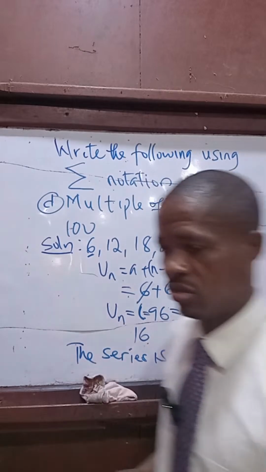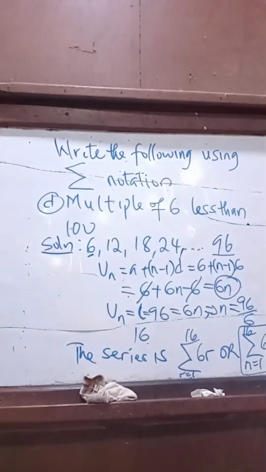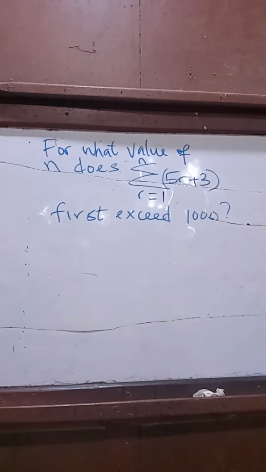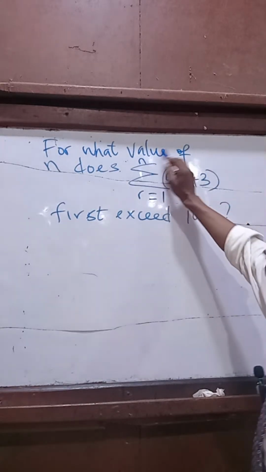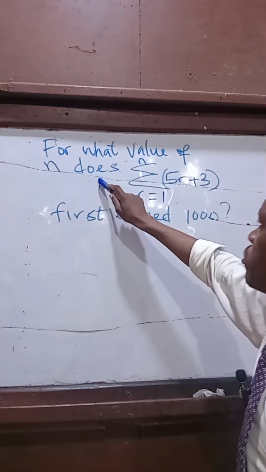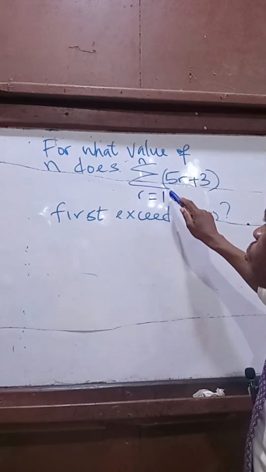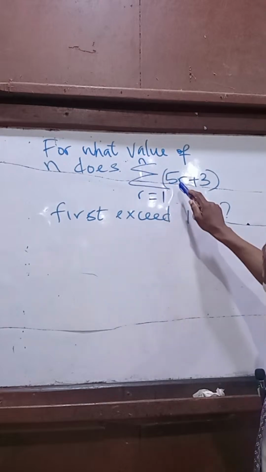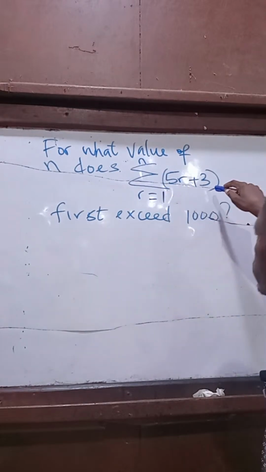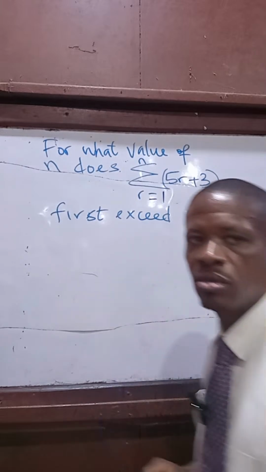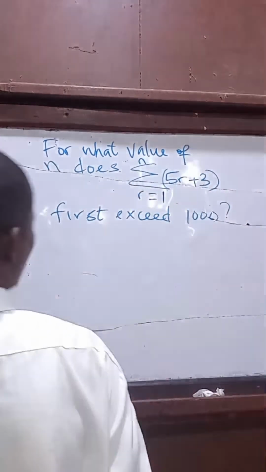Let's start on this question. For what values of n does sigma, starting from r equals 1 to n, of 5r plus 3 first exceed 1000? First exceed 1000.